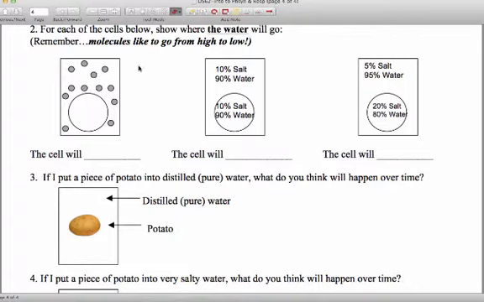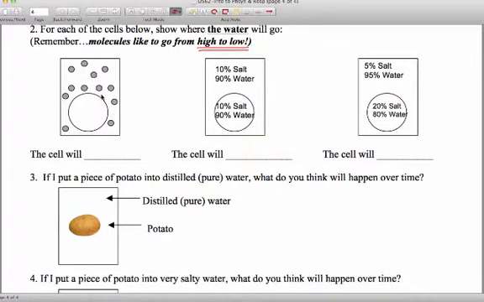For question number 3, you're going to study each of the 3 pictures below, and again, it's a cell that's surrounded by another solution and your job is to tell me which way the water is going to go. And remember, things always like to go from high to low, right? Because we're not adding any energy.